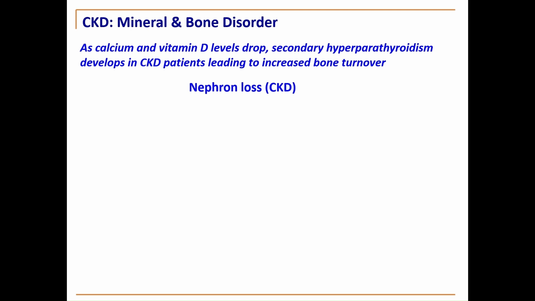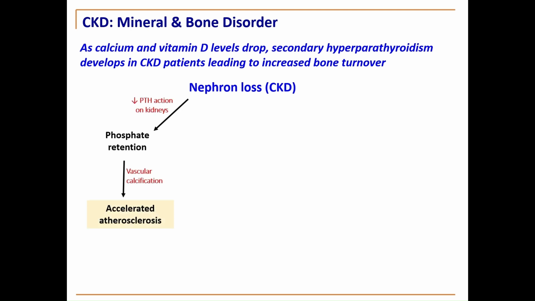But as that PTH starts to build up, it also acts on the bone and it starts to resorb bone. So we get an increase in bone turnover. And that's what this whole thing with CKD mineral bone disorder is about. So we're losing our nephrons. PTH isn't working as effectively, so phosphate is retained. That phosphate can lead to vascular calcification, so your blood vessels become calcified, and that accelerates atherosclerosis.